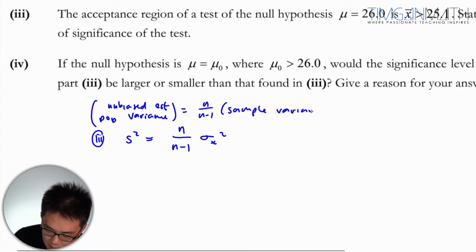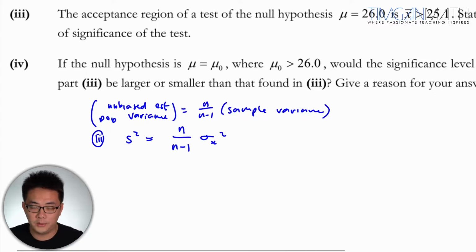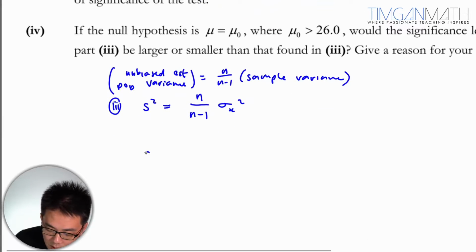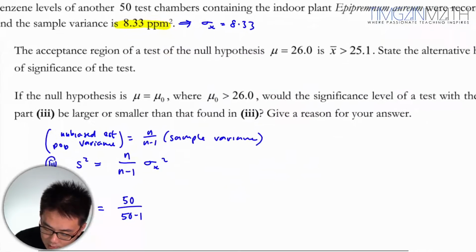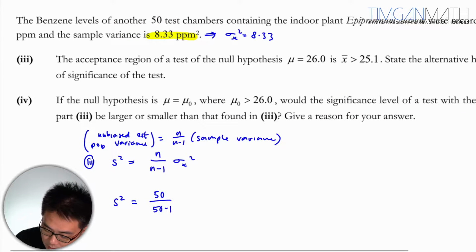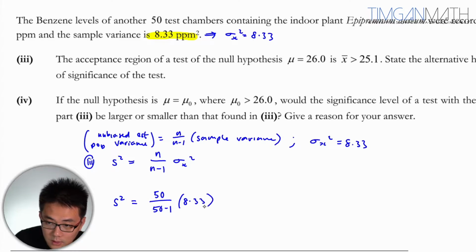Okay, so this is important. Typically this is something which students have problem understanding. So you have n is 50, so it's 50 over 50 minus 1. Because it's the sample variance, sigma x squared over n is 8.33. So just key in this and you'll get 8.5.